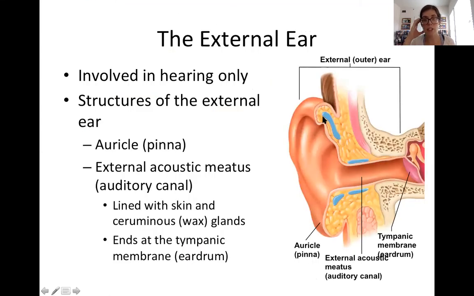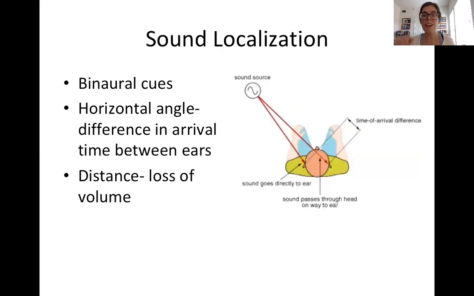Let's start by talking about our external ear. So this is involved only with the sense of hearing, and it starts with the auricle, and then it links to an external acoustic meatus, sometimes called an auditory canal. The main function of the auricles, and this function has slightly been lost through evolution, is to funnel in those sound waves. So we've got this lovely shape here, and the waves are going to come from all directions, and they're going to be funneled in through the auricle and travel down the auditory canal. And that auditory canal is lined with skin and ceruminous glands or wax glands, and it ends in a tympanic membrane.